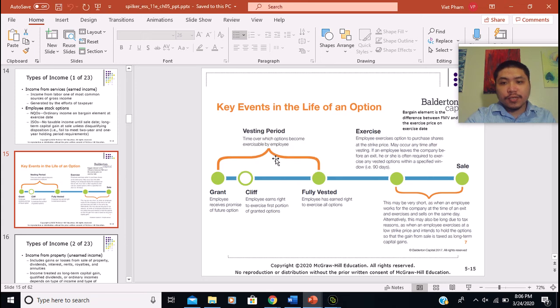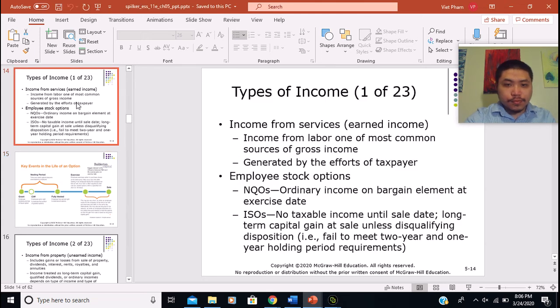Remember this, right? There are 2 types of employee stock option. We have the NQOs and we have the ISOs. NQO stands for non-qualified options, and ISO stands for incentive stock options. For non-qualified stock options, usually the employees, the taxpayers, are taxed on the bargain element on the date that they exercise the option, right?